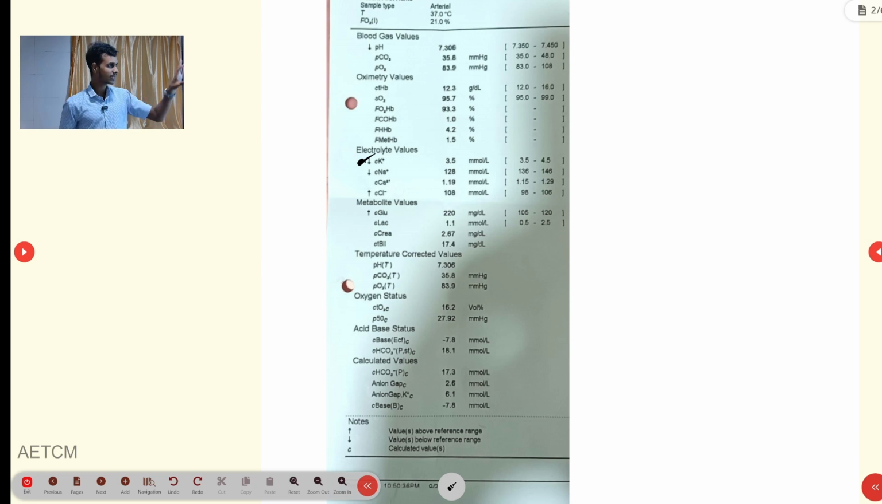You got the idea? Here, cation-wise everything is okay, but anion-wise there is one derangement. Phosphorus also, if you want, you can include, but albumin is 2.5. That is the cause for your negative anion gap metabolic acidosis. So that is step 3. What is step 4?